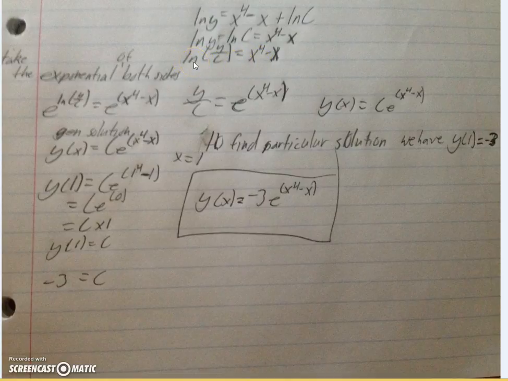From here, we take the exponential of both sides. You could use exp, or I always use e just because that's my preference. So we have e to the power of ln of y over c, sorry, it's a little hazy here, I don't have the best phone for this, and then you have that equals e to the power of x to the fourth power minus x.